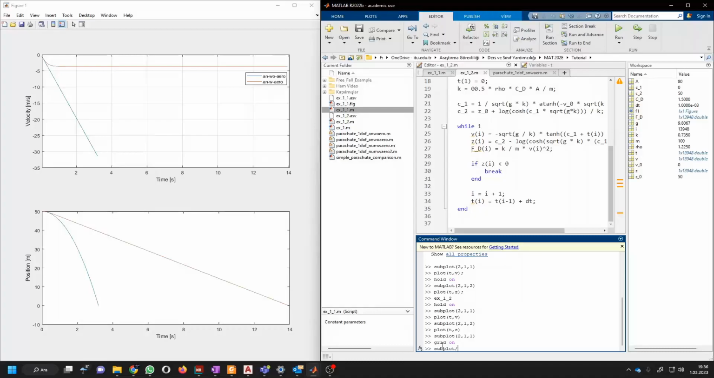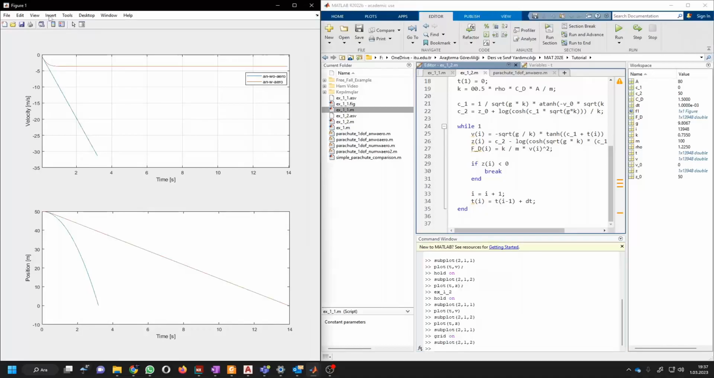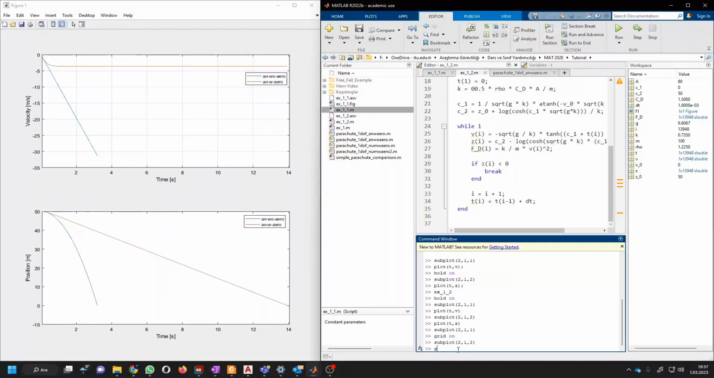Subplot 2 1 2. Insert legend. The first one was analytical without aero. The second was analytical with aero. Let's make grid on.